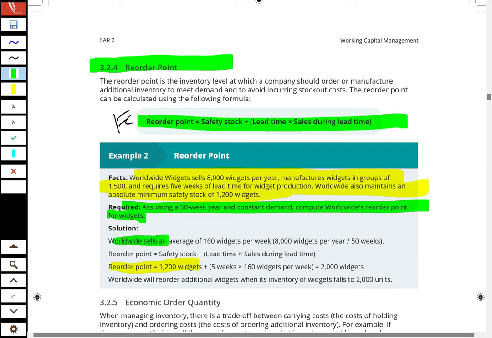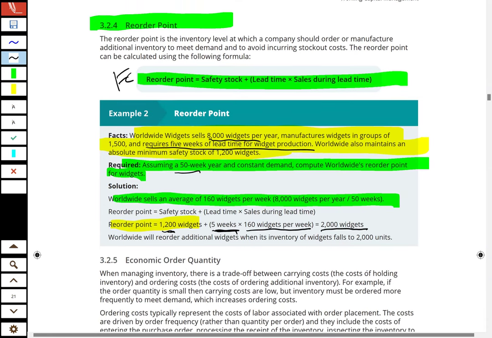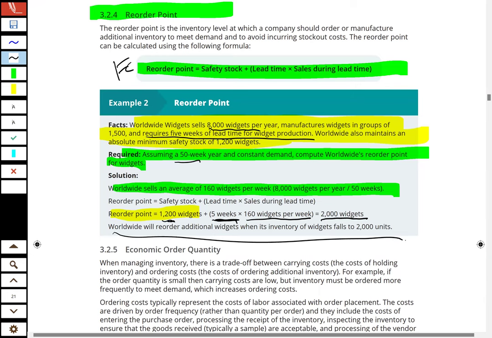So Worldwide sells an average of 160 widgets per week. That's 8,000 widgets per year divided by the assumption of the 50-week year, right? So what do we say? They say it requires 5 weeks of lead time for widget production, and we do 160 widgets per week, then to produce 160 widgets, it's going to take us 5 weeks. So we have the 1,200, and so we add that additional 800, and that gives us now 2,000 widgets as our reorder point, or where we would have to order whatever it is we're going to need to produce these widgets. Okay, good. Or I guess they order the widgets.